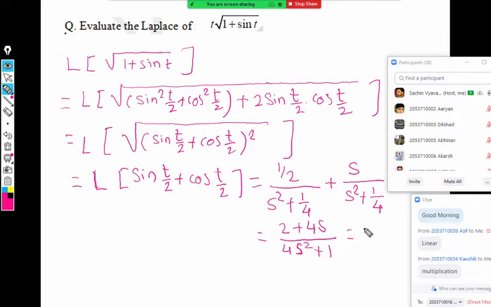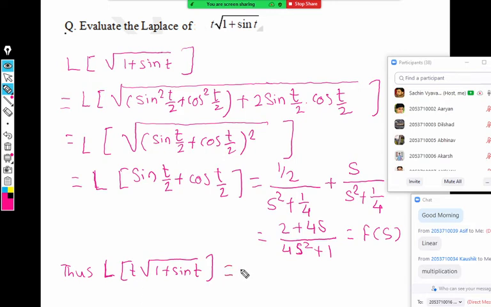So say this is F(s). Why are we denoting it by F(s)? Because we have to use the property now. And the last part is left, Laplace of t into root of 1 plus sin t. What will be the answer?